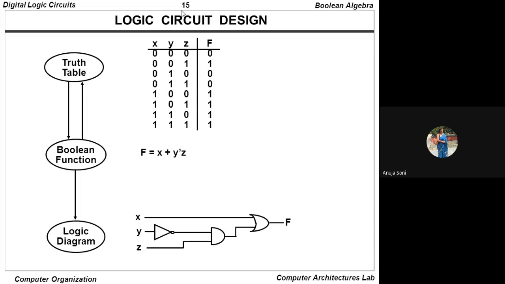If you place the value of x as 0, plus y dash, the y dash will become 1, into 0. 1 into 0 will become 0, and 0 plus 0 will become 0. Similarly, we can derive the value for the next minterm 001. So this is the way we derive the final value of the expression based on the values of your input variables. Now, based on this expression, you have to derive the logic circuit diagram.